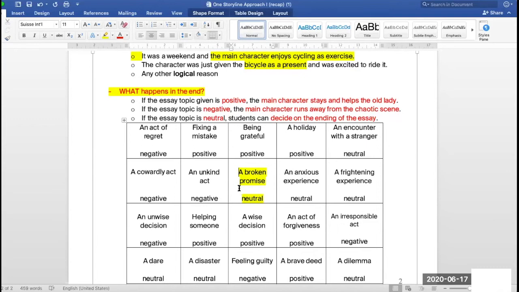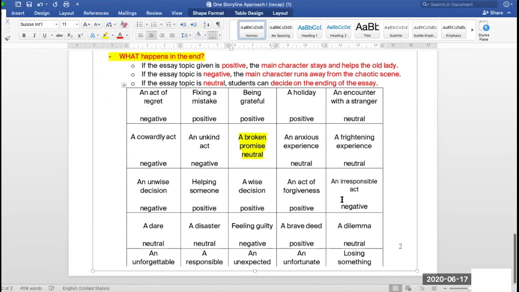This topic is a neutral essay topic because an accident has already occurred either way. So whether or not the main character wants to run away, that's still ultimately up to him. Okay? So the next one, let's also talk about a dilemma. This one is also neutral. So if you use an idiom here when you are describing a dilemma, that will be very effective.